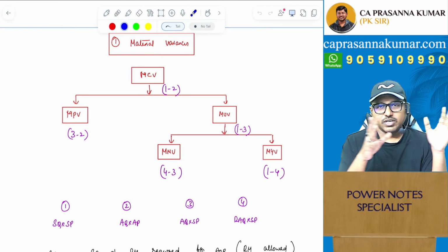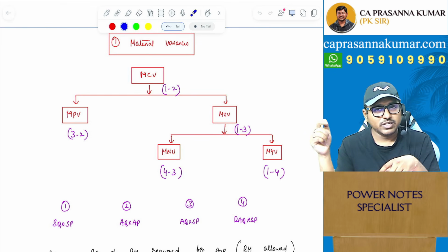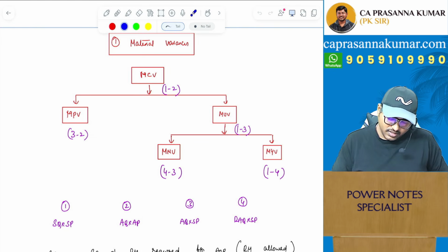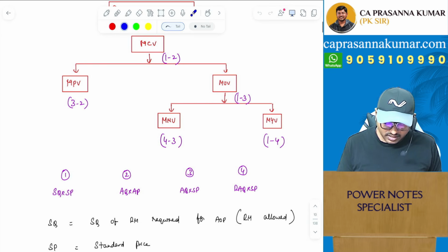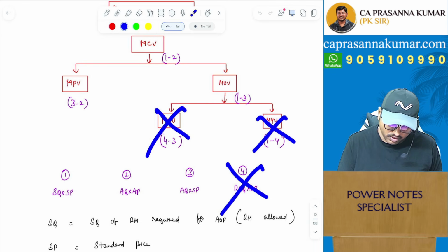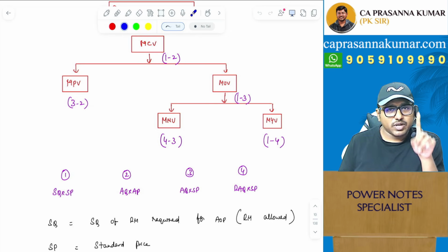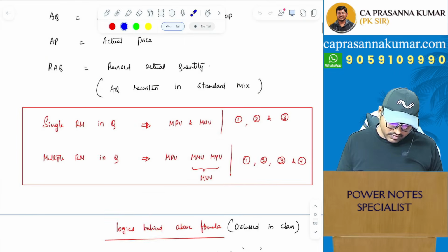Okay. Now let's come back to the formulas. Material cost variance 1 minus 2, then price 3 minus 2, then usage 1 minus 3, then mix 4 minus 3, and yield 1 minus 4. Now 4 minus 3 and 1 minus 4 will come only when there are multiple raw materials. If there is single raw material, this will not come. These two also will not come. So you'll be stopping over here and you'll be stopping over here. Same logic applies to labor variance as well. Clear?